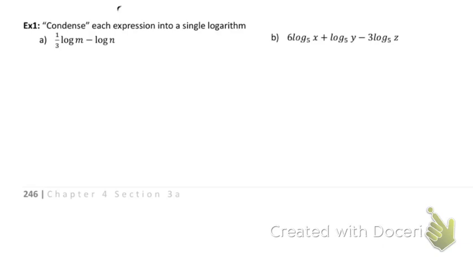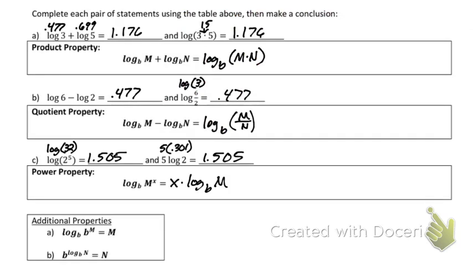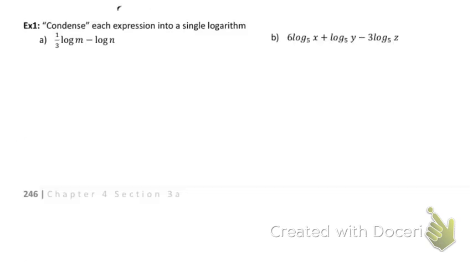This 1/3 out front here can be turned into an exponent. So that's going to be the first thing I'm going to do, because this property right here, our power property, says that if I have a number in front, I can turn that into an exponent of our argument. So what I'm going to do first is my exponents. I'm going to turn that right up there on top of the m. And that equals log base m to the 1/3. I'm going to put that in parentheses so I don't mix stuff up. Minus log of n.